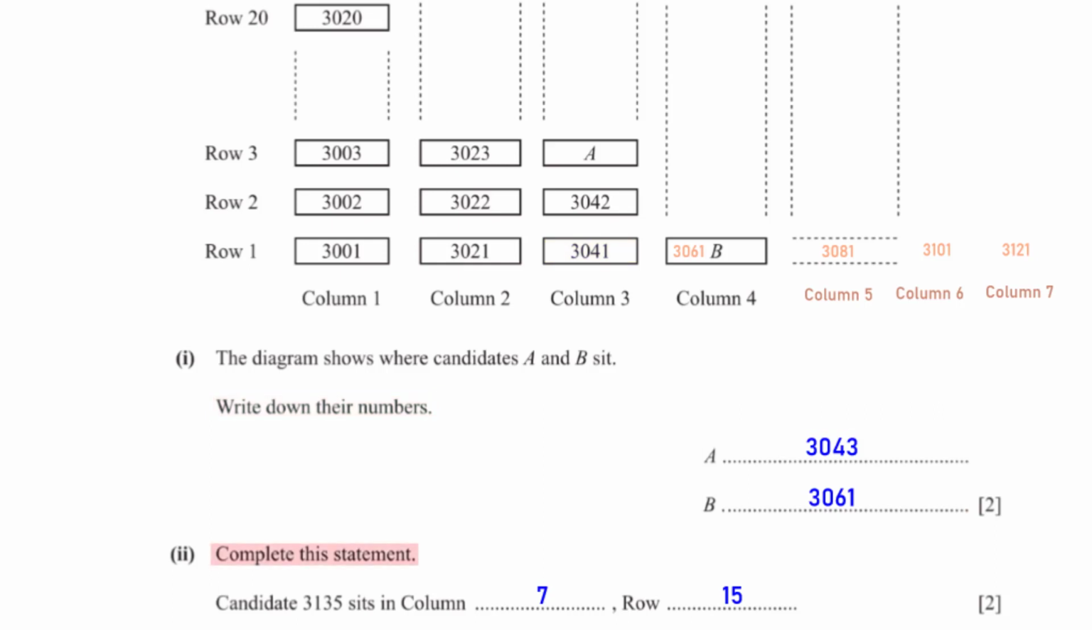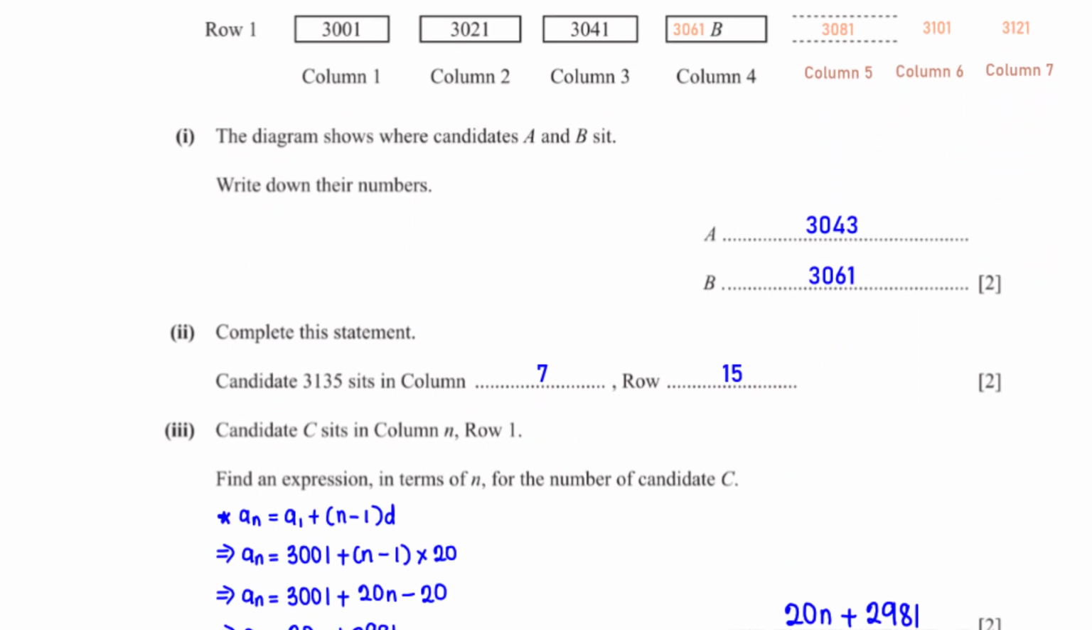Complete this statement. Candidate 3135 sits in column blank, row blank. If candidate 3121 is in row 1 of column 7, then candidate 3135 would be in column 7 because the candidate number in row 1 of column 8 would be 3141. If we count 14 units above row 1 of column 7, we get to 3135, which would be in row 15.